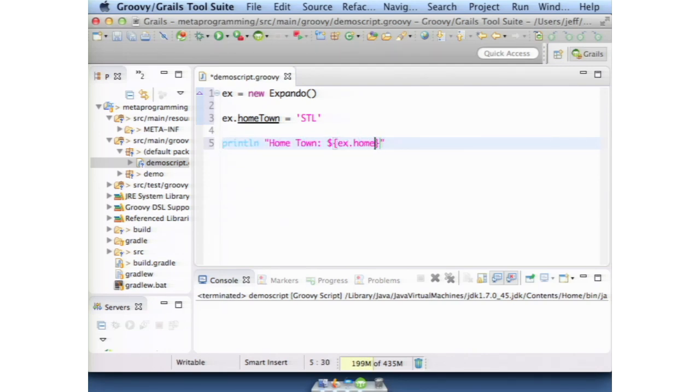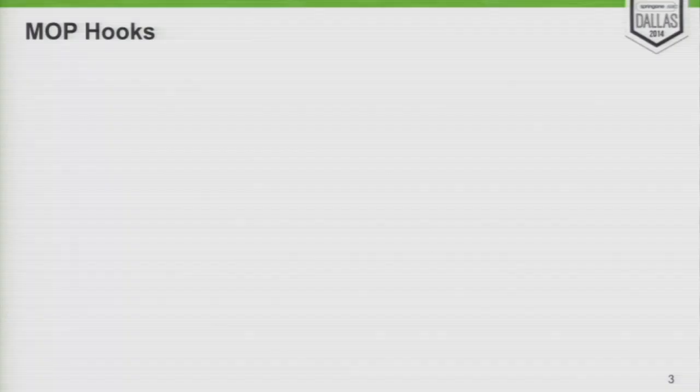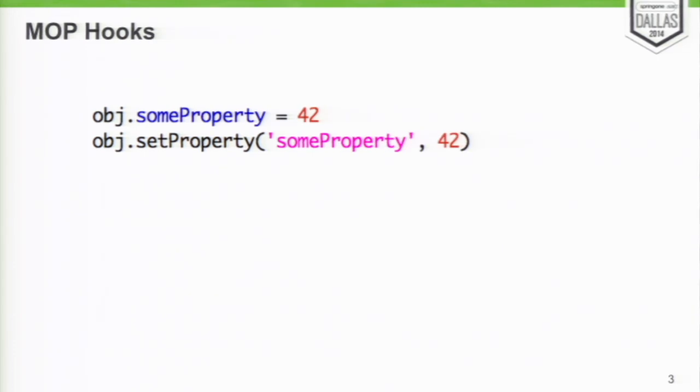So let's print the value of that hometown property. On line 3, we're assigning a value to a property that doesn't exist. And on line 5, I'm retrieving the value of that property that doesn't exist. And when I run this, we see the output there is hometown STL. So it appears to have worked, right? I can assign a value to a property that doesn't exist, and I can retrieve that value later. And these metaprogramming hooks are how that's happening.